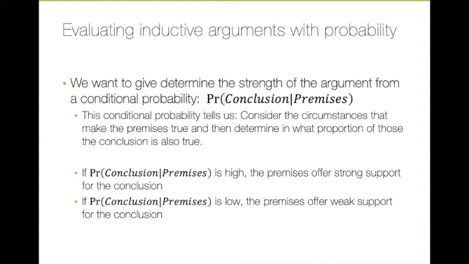What does this conditional probability tell us? It says, consider the circumstances that make the premises true. Among those, determine how likely it is that the conclusion is true when you restrict yourself to the circumstances where the premises are true. If that conditional probability is high, the premises offer strong support for the conclusion. If the probability of the conclusion given the premises is low, then the premises offer weak support for the conclusion. Keep this in mind as we look at evaluations of the particular inductive argument forms.